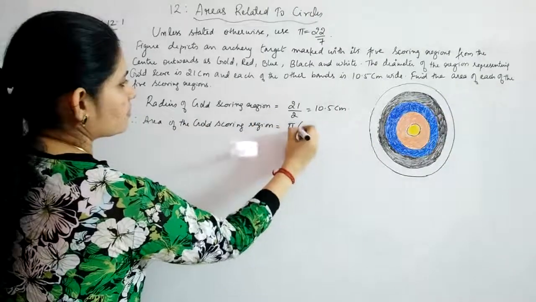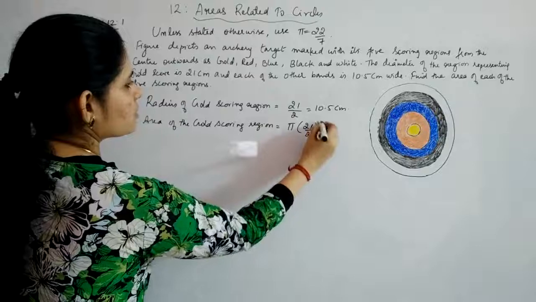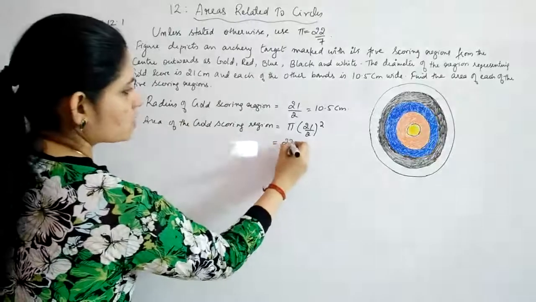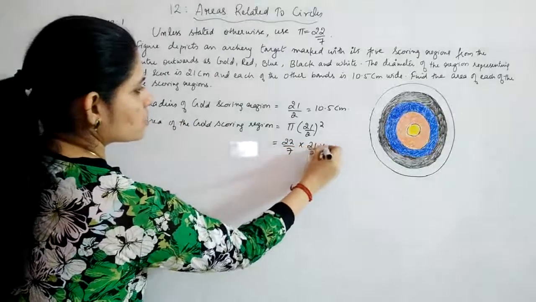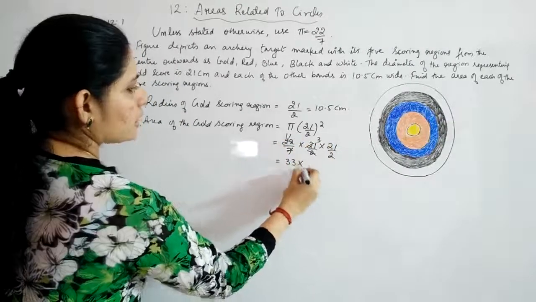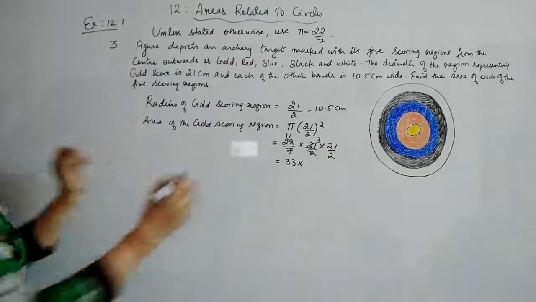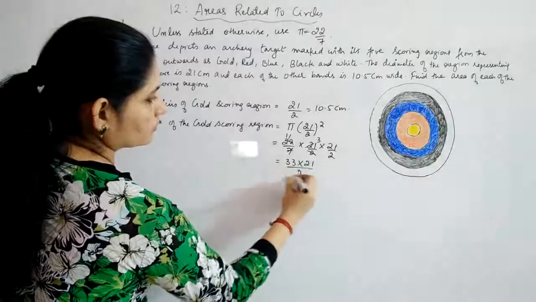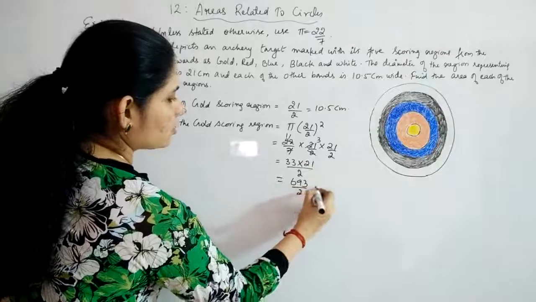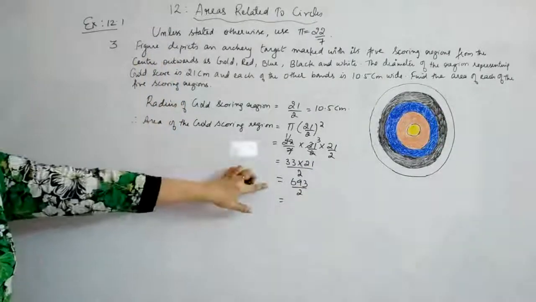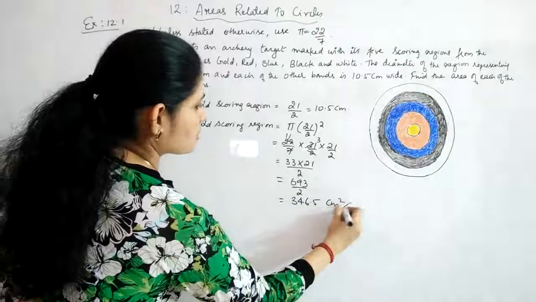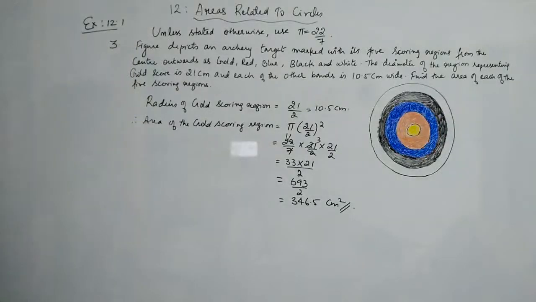which will be pi r square. Pi into r square, where r is 21 by 2, the whole square. We are taking this in order to simplify, because for pi you can use the value 22 by 7. So you'll get 22 by 7 into 21 by 2 into 21 by 2. This will give you 11, here 3. So you are getting 33 into 21 by 2. 33 into 21 will give you 693 by 2, which is 346.5. So that is the area of the gold scoring region.